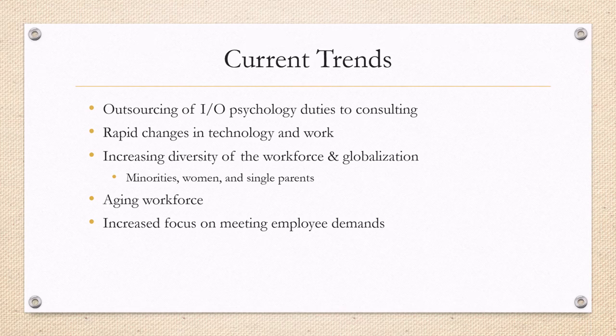So some of the current trends in industrial organizational psychology include the outsourcing of IO psychology duties to consulting. Back in the early 2000s, with the economic downturn of that time period, companies didn't feel like they needed to keep their IO psychologists. They were an expense, and as they were trying to cut costs, they felt like that was one of the expenses that they could let go. So people tended then to go to consulting in order to fulfill the needs that they had in terms of verifying the validity of selection processes and in terms of any of the employee attitude or leadership training activities that they needed.